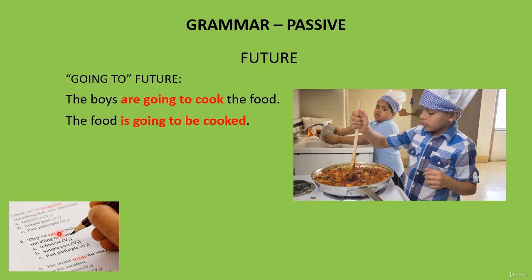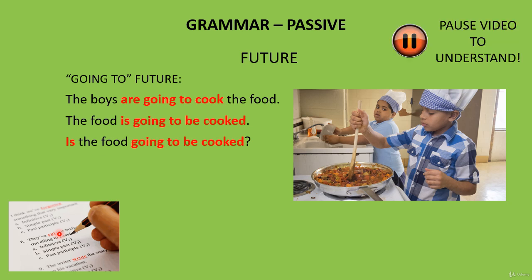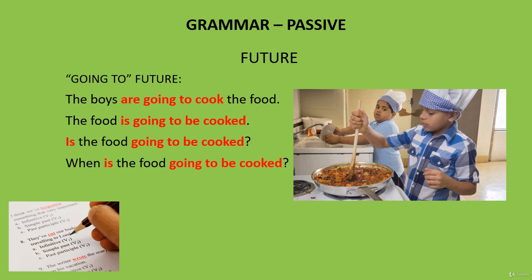Now write a yes-no question. Is the food going to be cooked? Is is the first part of the verb cluster, and it comes before the subject. Now ask a question that begins with when. When is the food going to be cooked?